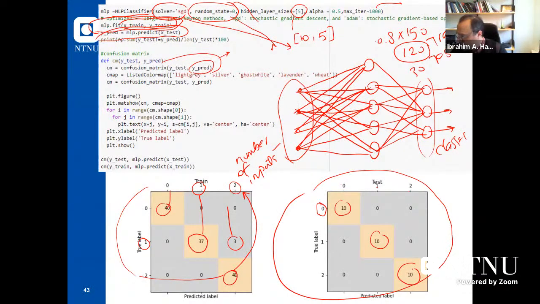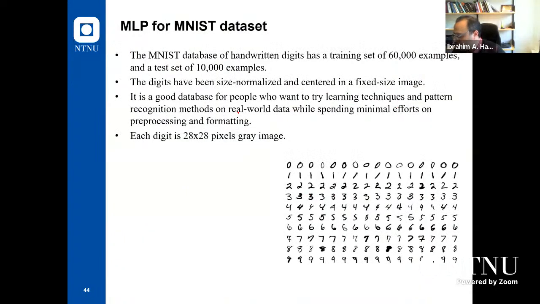Because time is running, I will go back to the slides. So this is the confusion matrix of the model, right? We used it now for this iris dataset. If you want to use it for MNIST, MLP for MNIST.